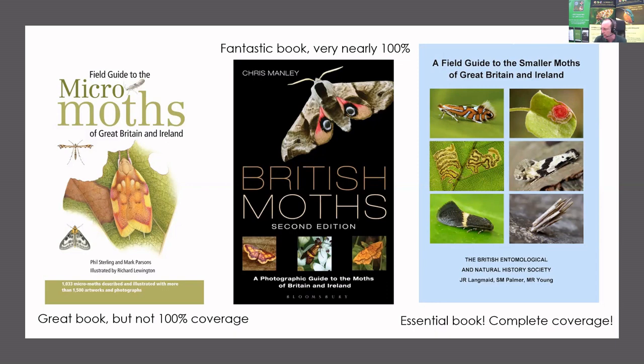It's very nearly a photographic equivalent to Meyrick, which is just a phenomenal piece of work. And I know that he's working on a third edition, and he's very much hoping to plug those final gaps and have what will be the most comprehensive single volume book on British Lepidoptera since Meyrick.